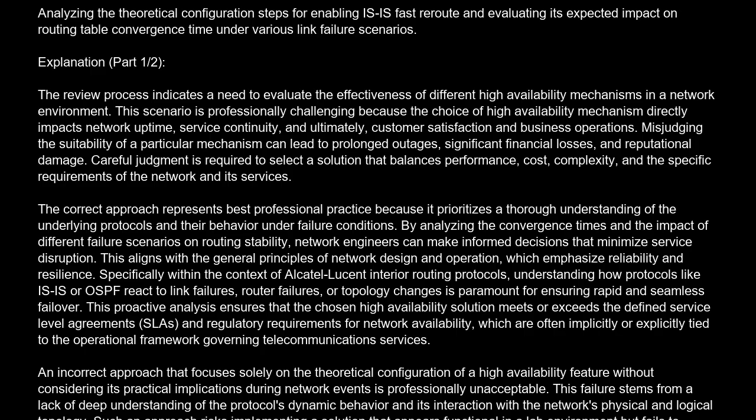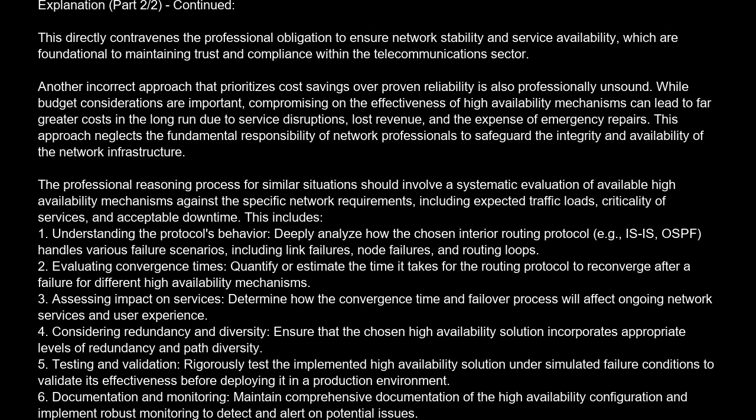This failure stems from a lack of deep understanding of the protocol's dynamic behavior and its interaction with the network's physical and logical topology. Such an approach risks implementing a solution that appears functional in a lab environment, but fails to deliver the required resilience in a real-world failure scenario, leading to extended downtime. This directly contravenes the professional obligation to ensure network stability and service availability, which are foundational to maintaining trust and compliance within the telecommunications sector.